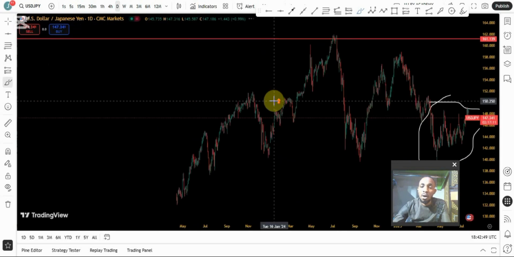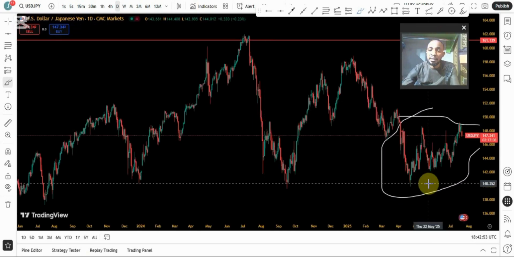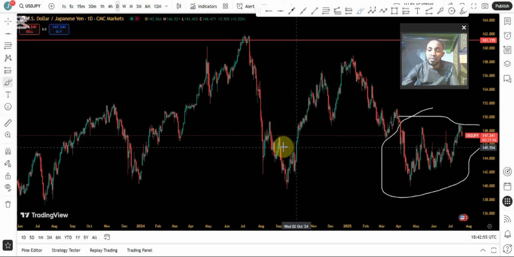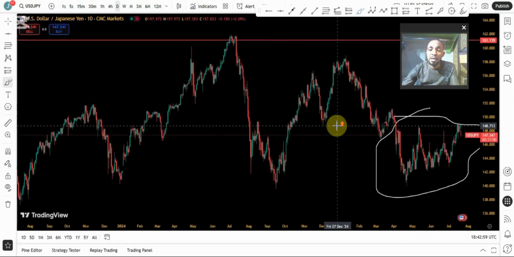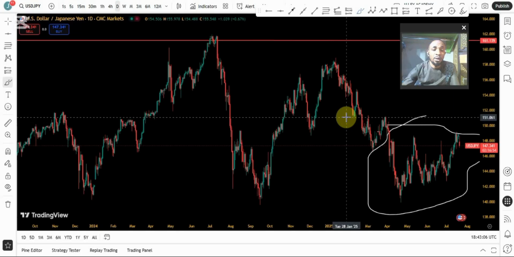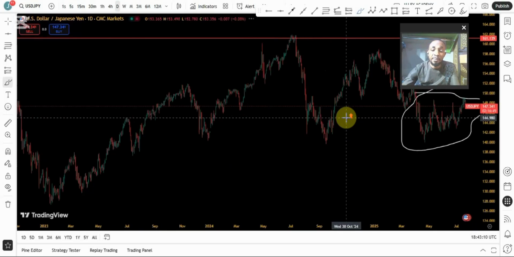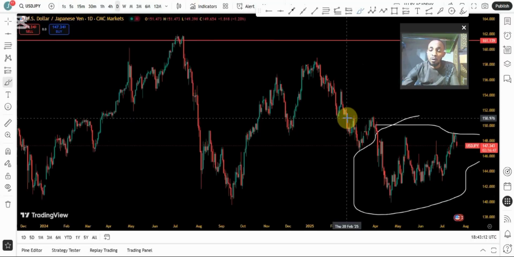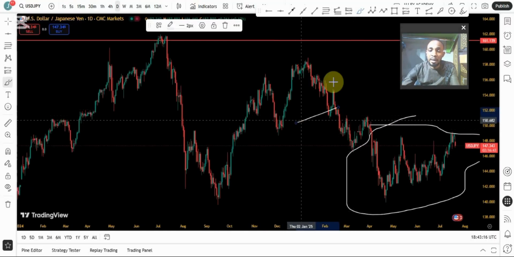So on the daily time frame, I still notice that the market is still buying. This is where I'm going to start my analysis from, because I am basically a swing trader. Even if you are a scalper, you still need to know the general picture, because the daily time frame gives you the overall picture of what the market is currently doing. So this is where I'm going to do my analysis from.